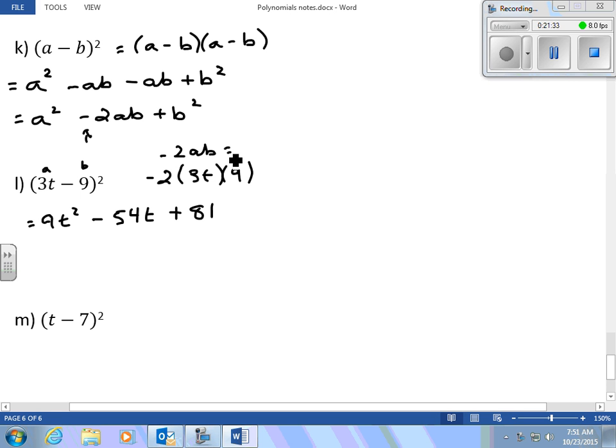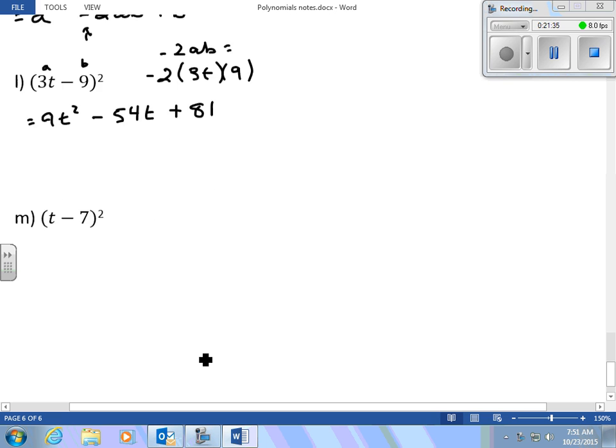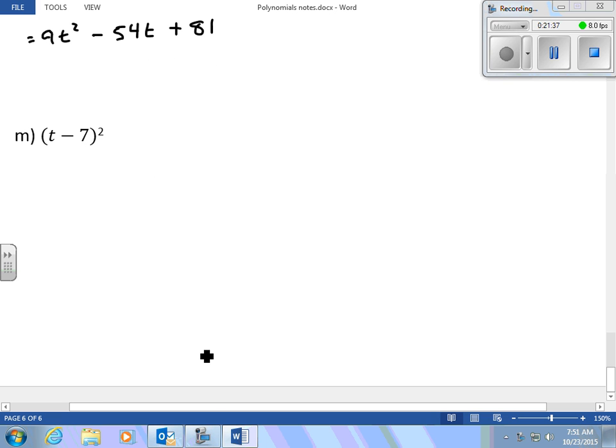Okay. All right, so try the t minus 7 squared, following that same pattern. There's my a, there's my b. So a squared will give me t squared minus 2ab. So ab is 7 times t, times 2 will be 14. So minus 14t plus 49.